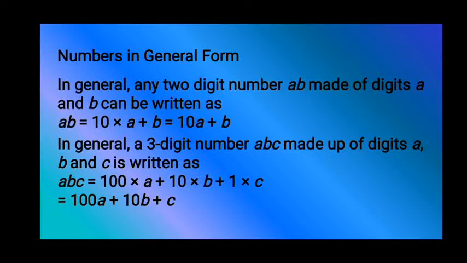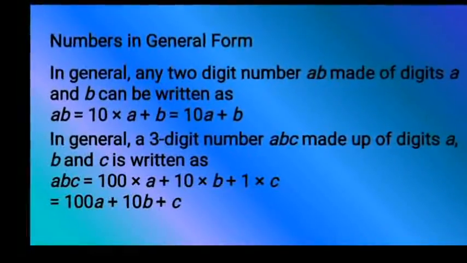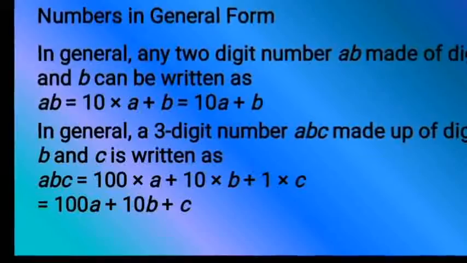In a similar way, take a 3-digit number with digits A, B and C. Here A is in the hundreds place, so 100 multiplied by A, and B is in the tens place, so 10 multiplied by B, and the ones place C is multiplied with 1. This is how the expanded form of a 3-digit number ABC would look.